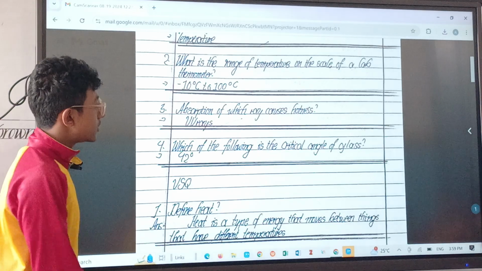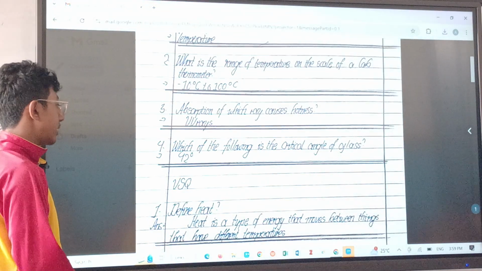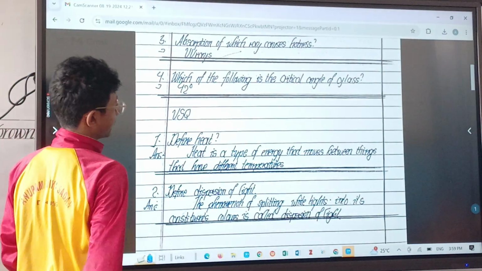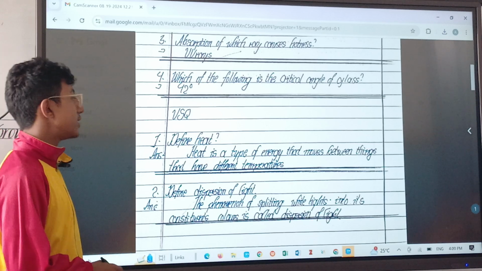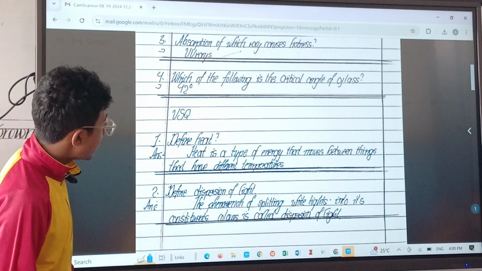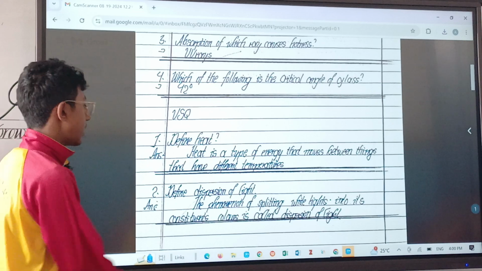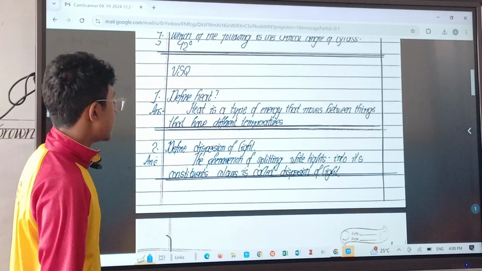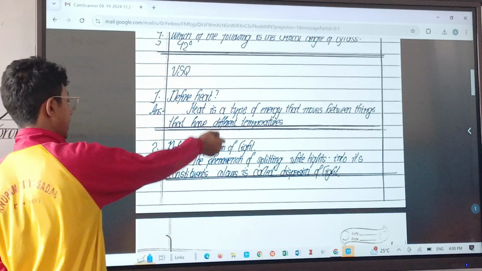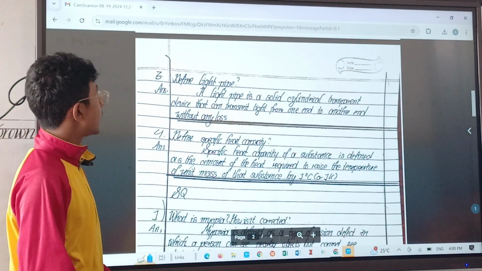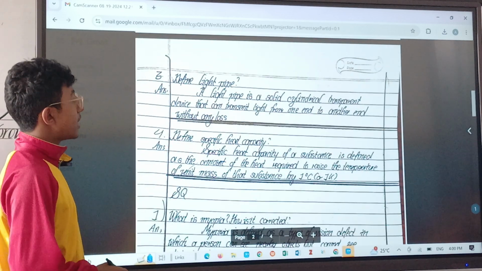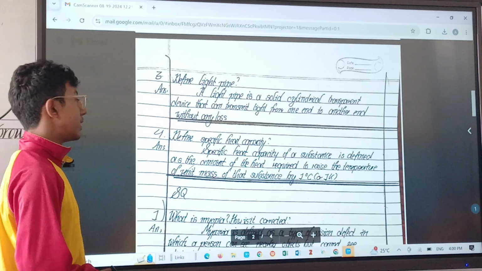And which of the following is the critical angle of glass? It's 42 degrees. And very short question answers. Define heat. It is the type of energy that transfers between things that have different temperatures. Define dispersion of light. The phenomenon of splitting white light into 7 different colors is called dispersion of light. Define light pipe. A light pipe is a solid cylindrical transparent device that can transmit light from one end to another without any loss.